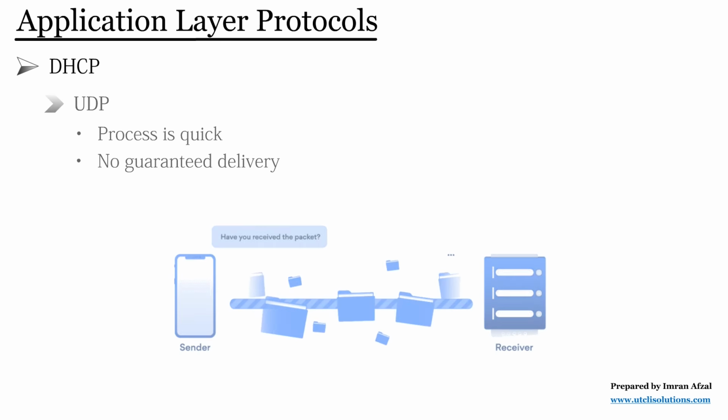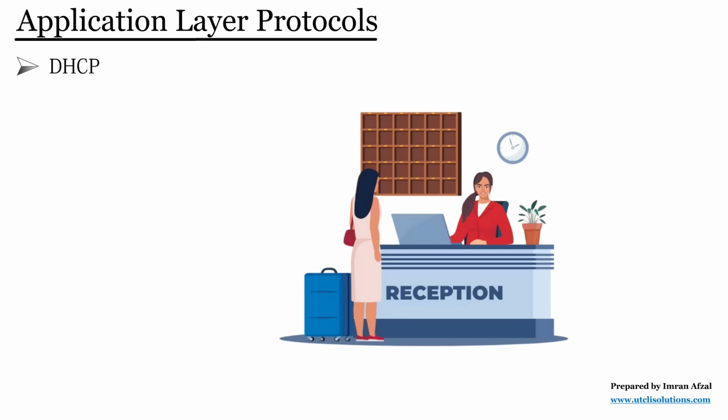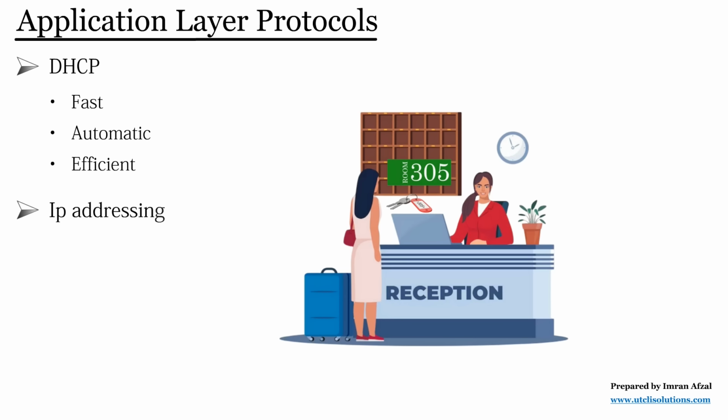Think of DHCP like checking into a hotel. You walk up to the front desk and they assign you a room number, give you a key, and tell you where the amenities are. It's fast, automatic, and efficient. Terms related to IP addressing will be covered in the next lectures.